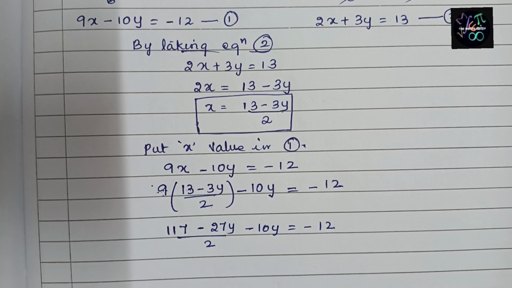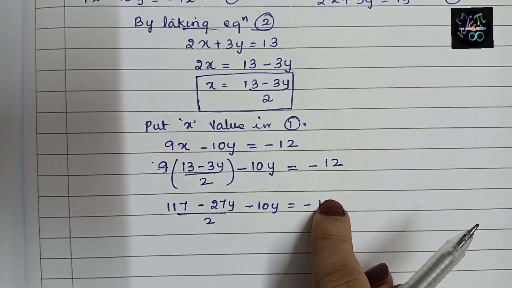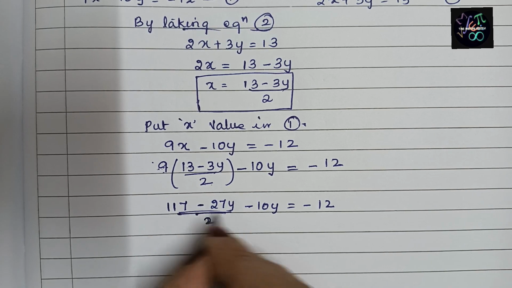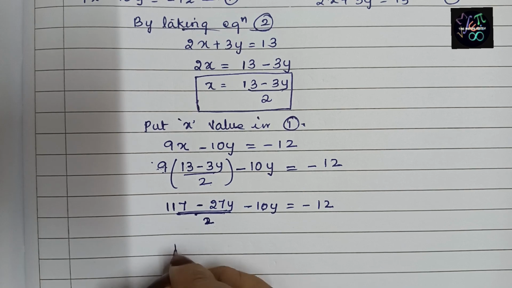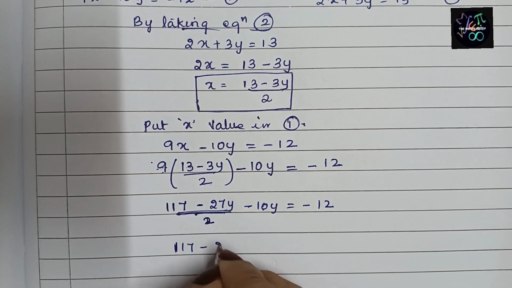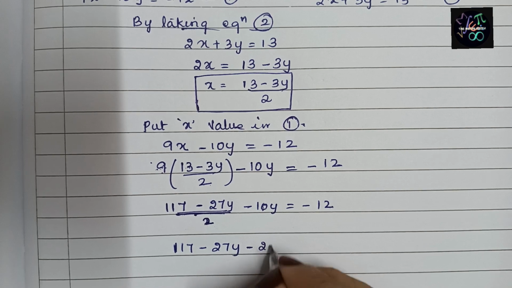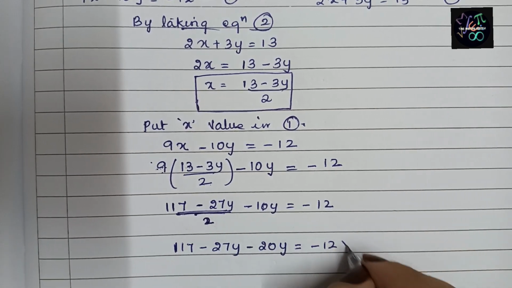We will increase one step. Now this 2 we will multiply here, and directly we will go and multiply there because divide becomes multiply. Why should we multiply here? Because this 2 is of only these 2 numbers. So we will multiply here. It will be complete. 117 minus 27y, 2 tens are minus 20y is equal to minus 12. These 2 will go and multiply.